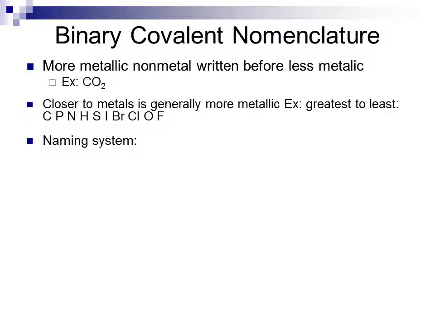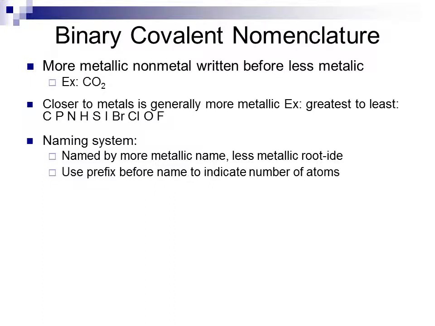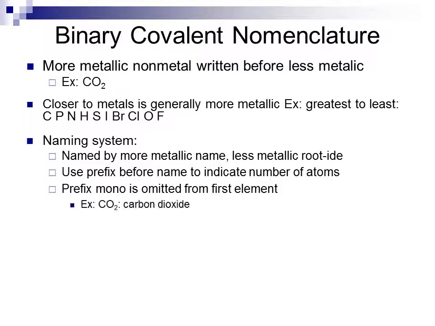The nomenclature system for binary covalent compounds is naming the more metallic name first, and the less metallic root with the suffix IDE second. We also will insert a prefix before the name of both elements to indicate how many atoms of each element there are in the compound. If the element has only one atom in the compound, and it is the first element in the compound, the prefix mono, which is what would be used for only one atom of the element, is omitted.